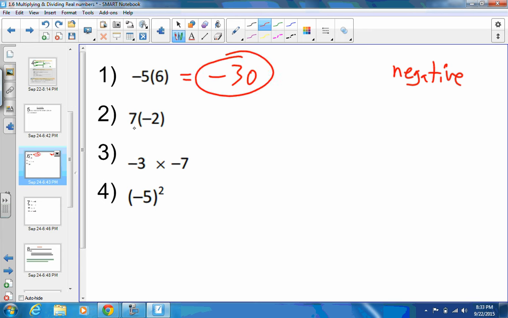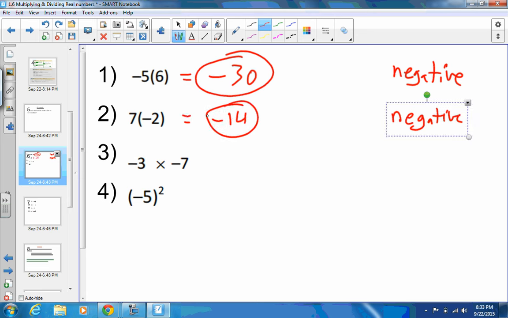All right, number 2, 7 times -2. Again, one positive, one negative. Doesn't matter the order. You have one of each, the answer is going to be negative. And what is 7 times 2? Well, that's 14. So -14 is your result there.